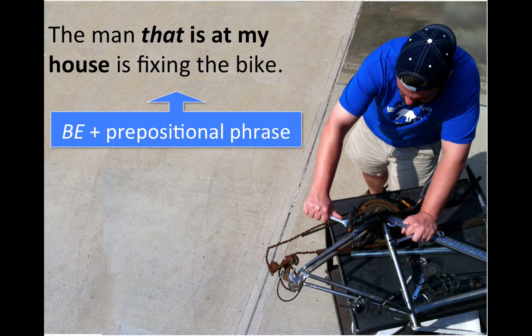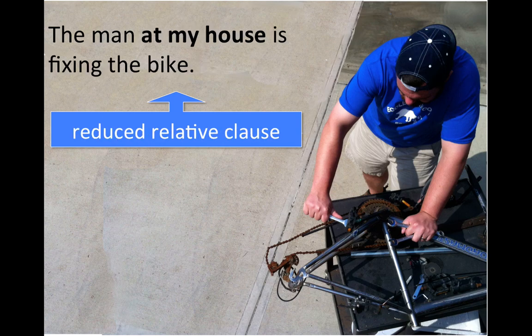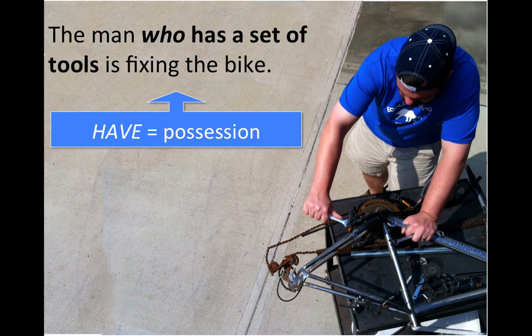Also, if you have a be verb plus a prepositional phrase, for example, the man that is at my house is fixing the bike. In this case, it's also possible to eliminate the relative pronoun that and the be verb is, and you'll get the man at my house is fixing the bike. This is another possible reduction.